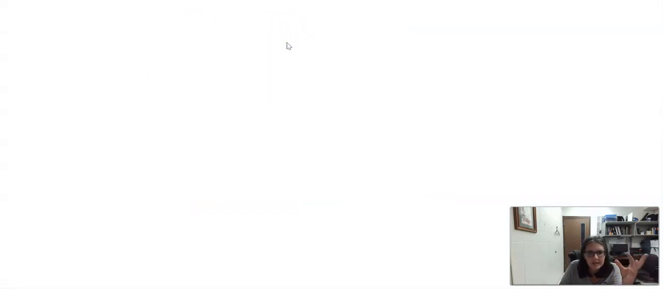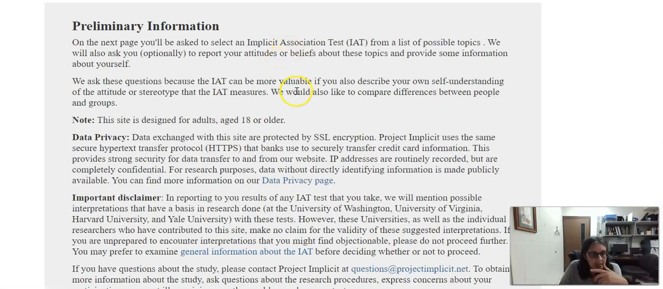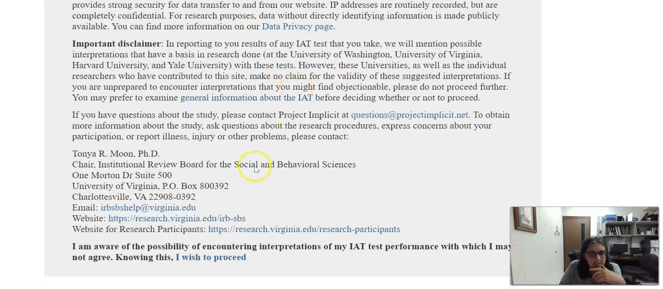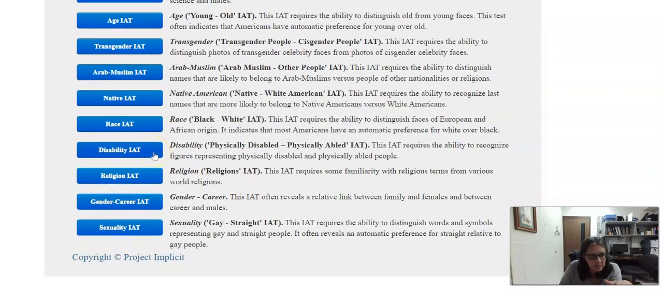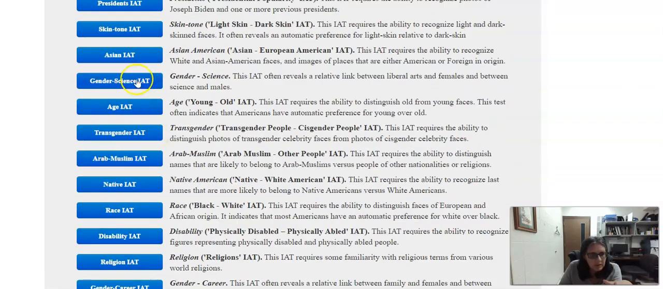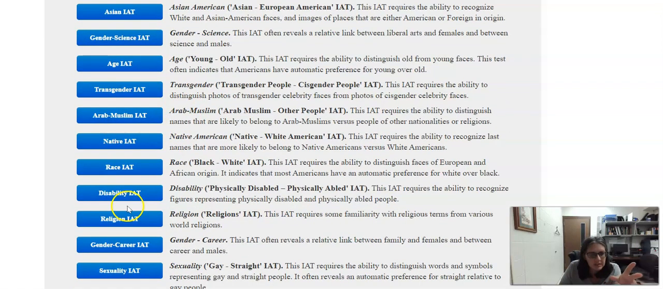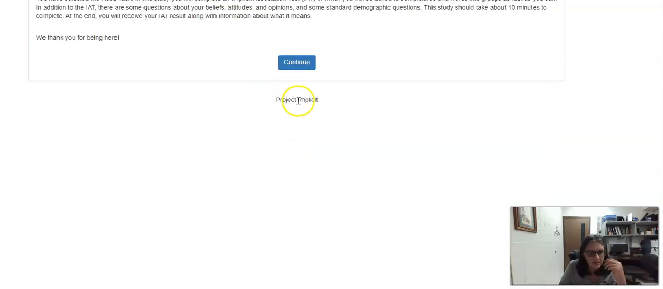I'll do a small walkthrough to get you started. This is just privacy data collection. Once you're ready, see these little blue words on the bottom. It says, I wish to proceed. You click on that, and here's all the options of what you can do. If I wanted to do gender and science, I could do that. I'd like you to stick with something a little less specific. You could do race, sexuality, gender.